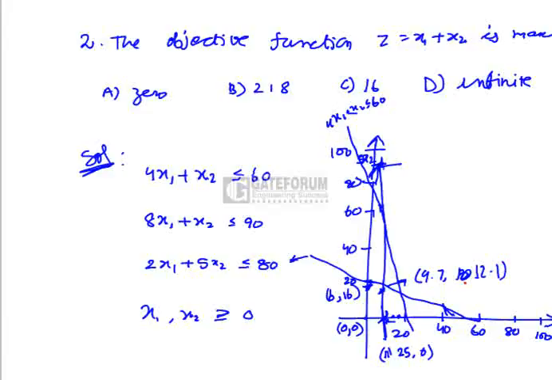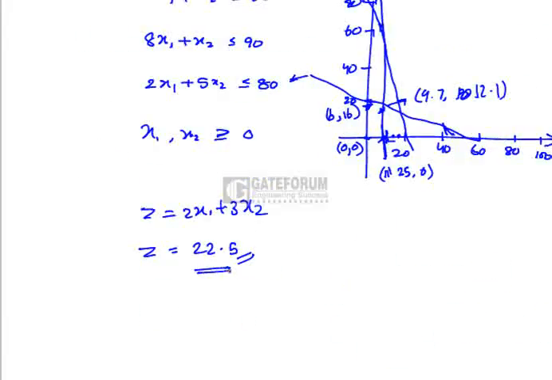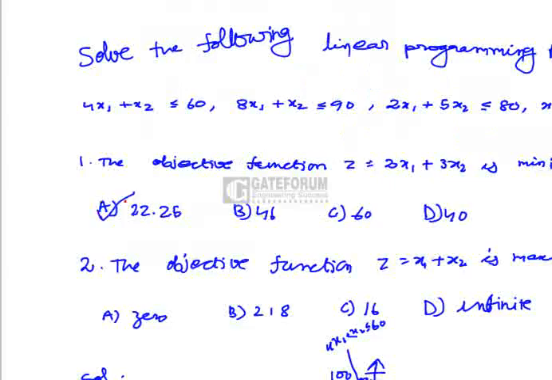So here the question is the objective function is minimized to. Here the objective function z is equal to 2x1 plus 3x2. So now substitute all these corner points within the bounded solution and get the values. So we'll have to take the minimum of those values. So here the minimum value can be obtained by using the corner points, the minimum value of z is equal to 22.5. So here the right answer is 22.5, and in the options the correct option is A. A is the right answer.